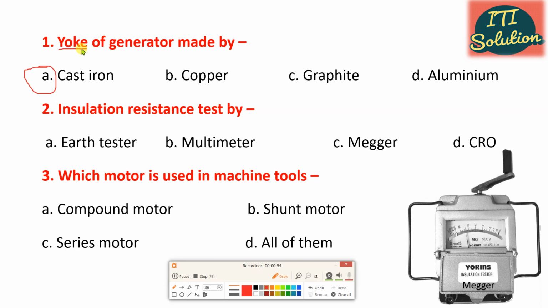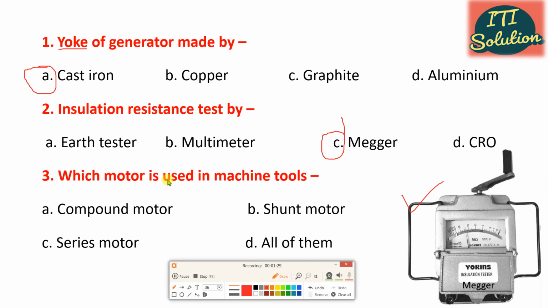Next question. Insulation resistance is tested by option A earth tester, option B multimeter, option C Megger, and option D CRO, cathode ray oscilloscope. The correct answer is option C Megger. Megger is known as an insulation tester. It is a portable instrument to measure high insulation resistance. It works on the principle of electromagnetic induction, and this is an analog type portable Megger.